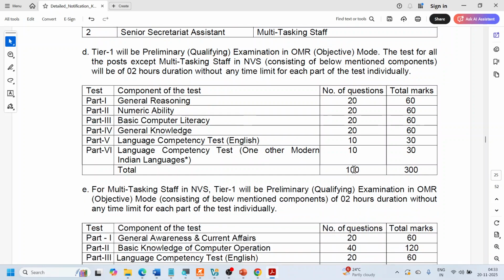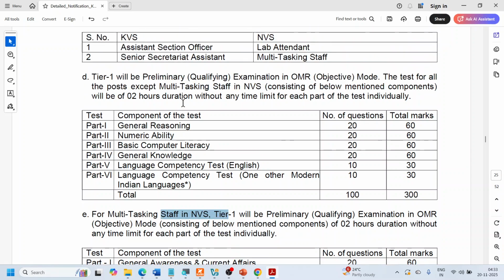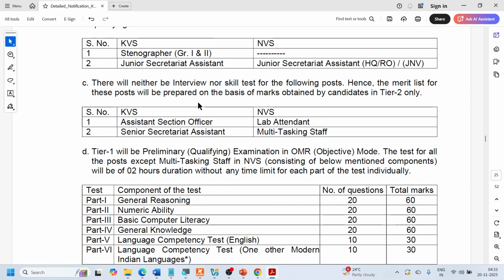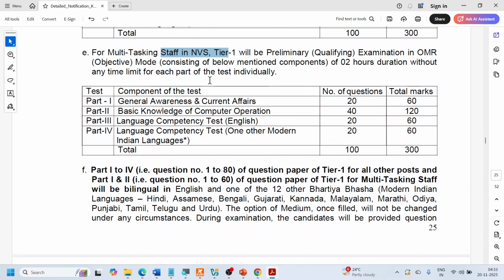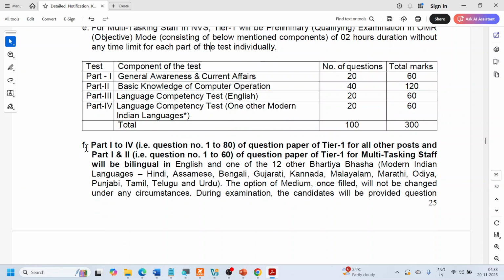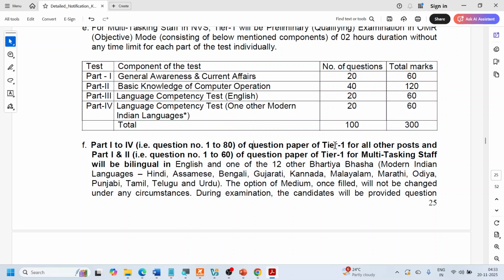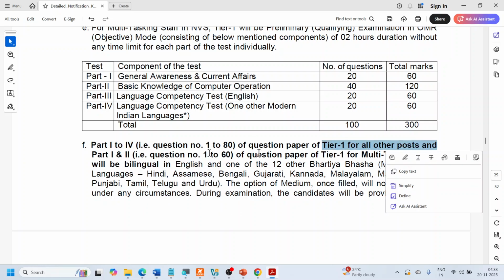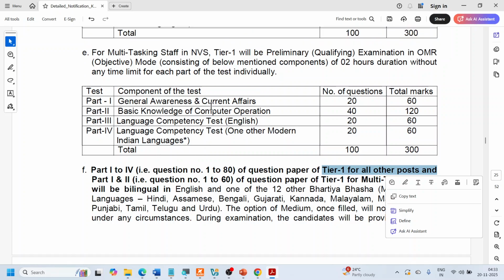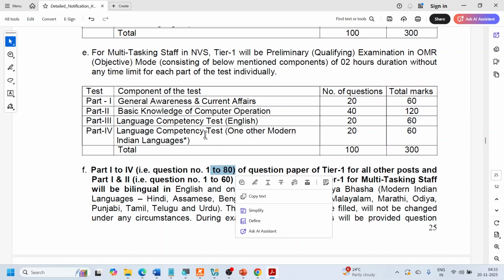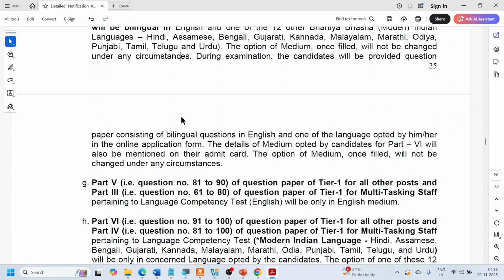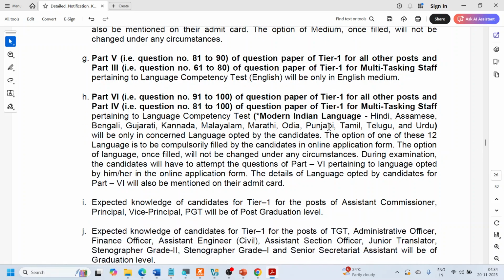And they have also specified details about Navodaya Vidyalaya. So this is for the KVS and Navodaya. So in the Navodaya Vidyalaya, they have specified the additional thing. Tier 1, what are the things which will be there? Again, for part 1 to part 4, so here you notice that 1 to 80 questions will be there in tier 1 for all the other posts, which are not mentioned over here. That means if you are applying for teachers, you will get 80 questions. So totally 100 questions will be there. So this is the same thing. Don't get confused with them.